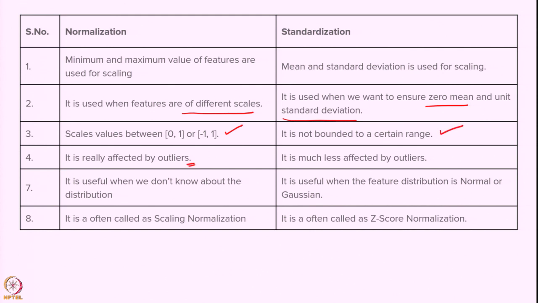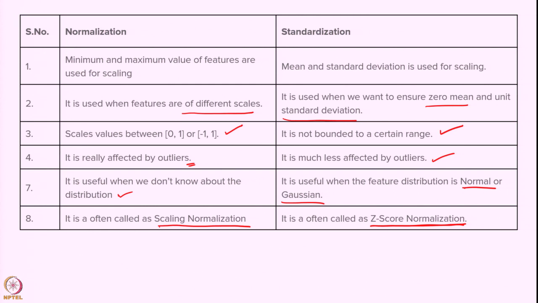If you do not do outlier detection and those things in your pre-processing steps, it is generally not recommended to use normalization. It's always better to use standardization techniques. Normalization is useful when we do not know the distribution. But for standardization, if the data falls under a normal or Gaussian distribution, then we can directly use standardization. There is another name as well. Standardization is also called Z-score normalization, whereas normalization is called scaling normalization. These are a few points on scaling.